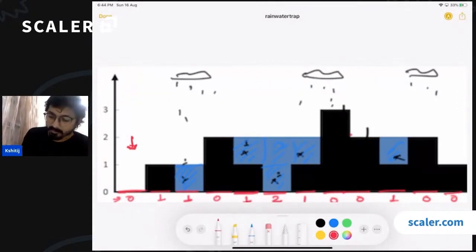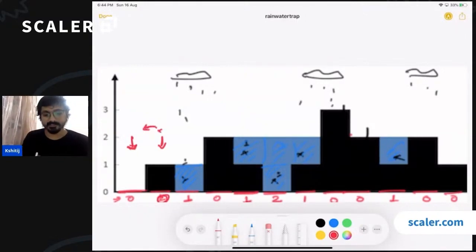Now, what about this bar? This also has 0 amount of water. What is the reason for that? This is not 1. This has to be 0. What is the reason for this? Again, the same reason. This bar also does not have anything on the left side to hold the water, right? That's why this is also not trapping anything.